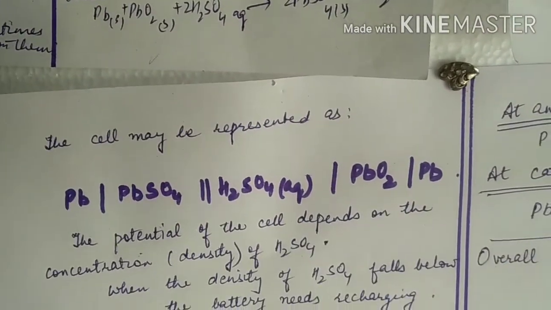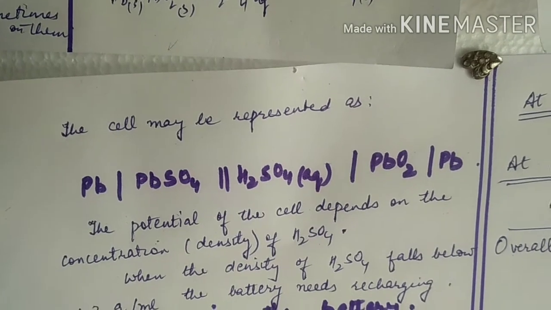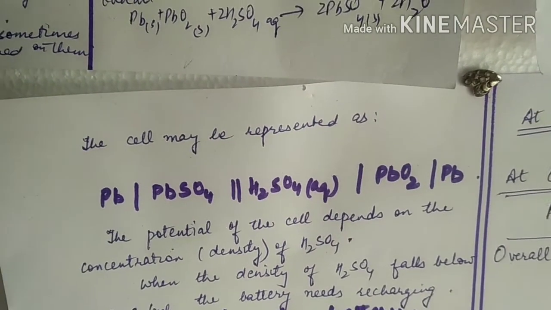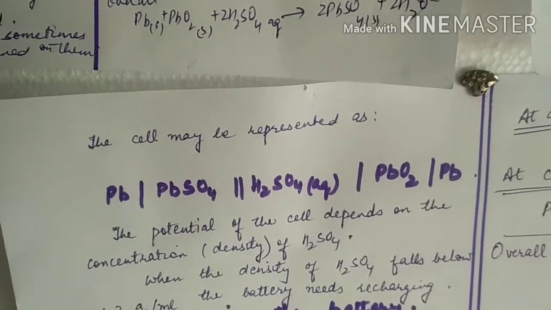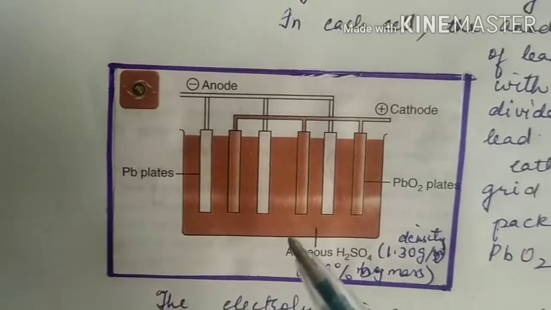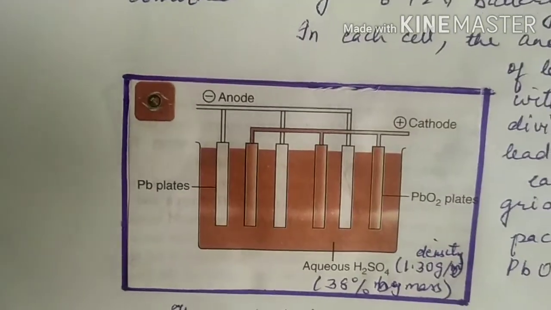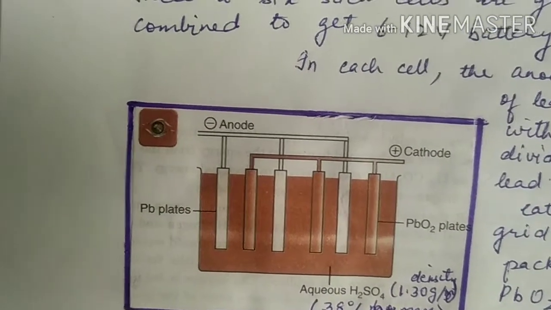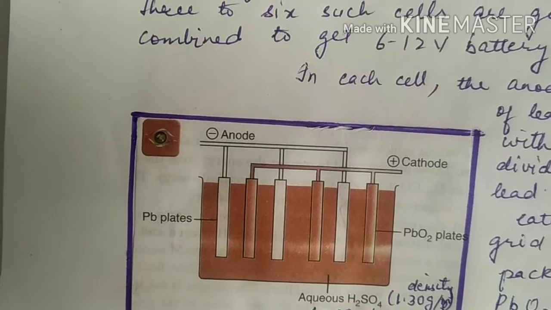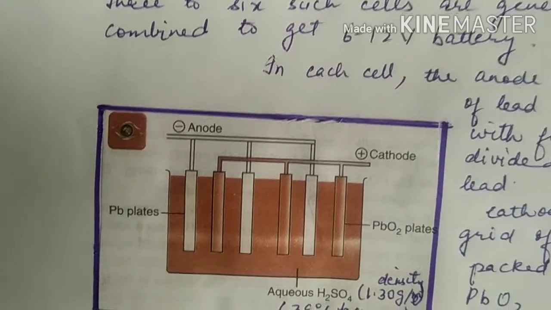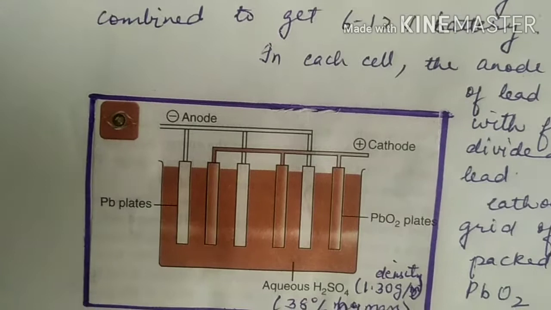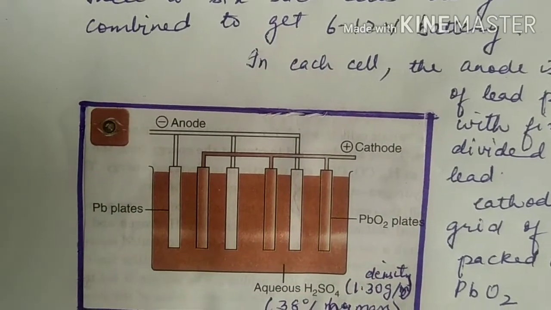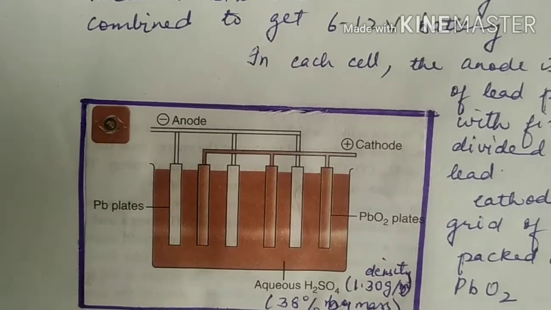The cell may be represented as lead/lead sulfate in sulfuric acid with lead dioxide/lead. The potential of the cell depends upon the concentration or density of sulfuric acid. Once this density falls below 1.2 grams per milliliter, the battery needs recharging, and it can be recharged by passing electric current of a suitable voltage in the opposite direction.